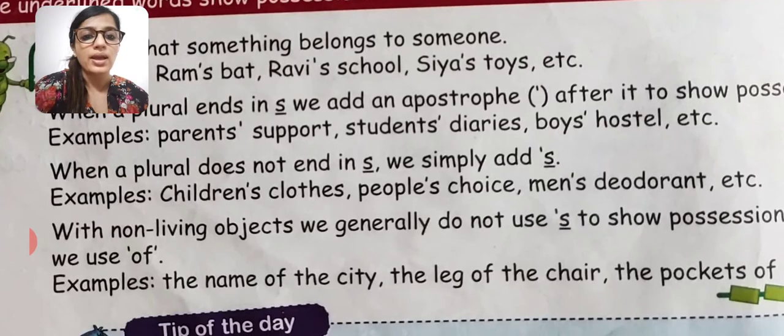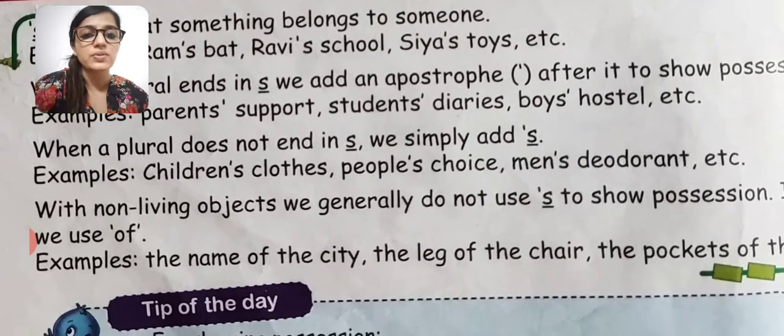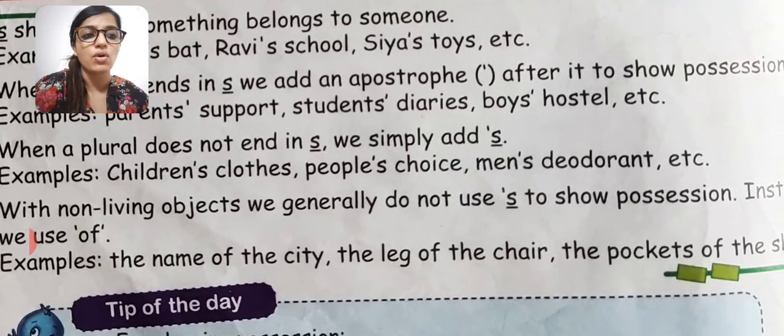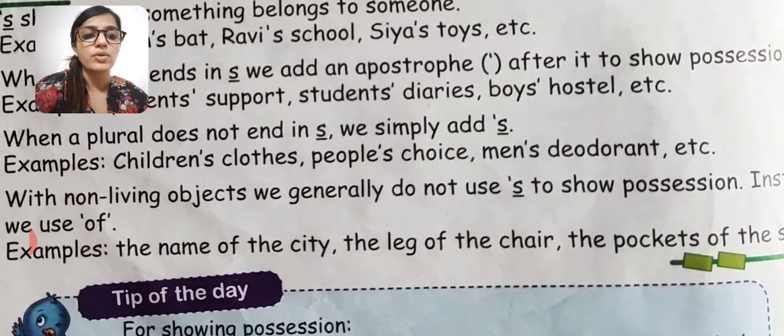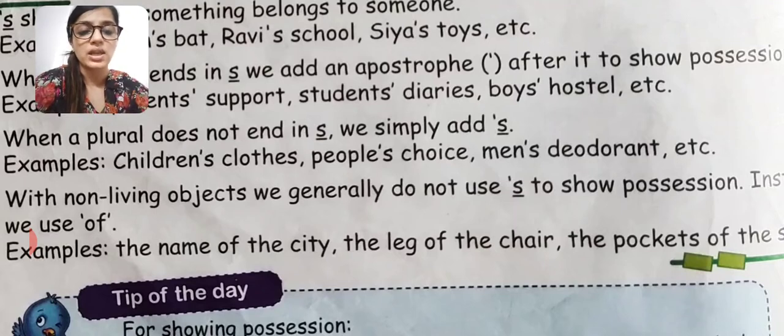So that is done. And then here they have explained this with non-living objects. Generally, we don't use s to show possession, we use of. We don't use it with non-living objects, like the name of the city, the leg of the chair. So we will not say chair's leg, because it is a non-living thing. We will not say city's name, because it is a non-living thing. So we will say name of the city. So we are using the word of instead of writing an apostrophe and s.